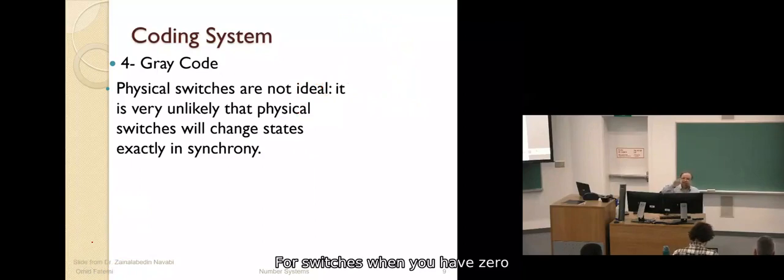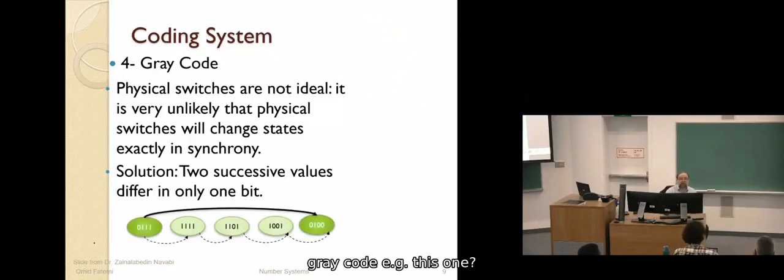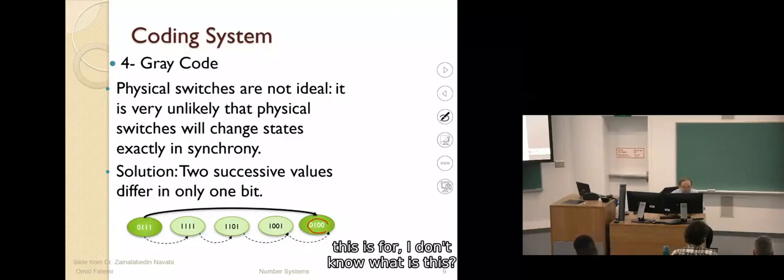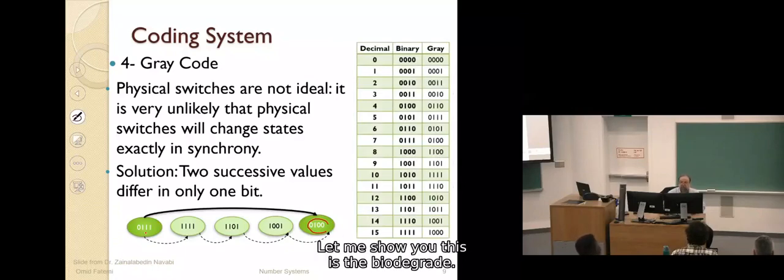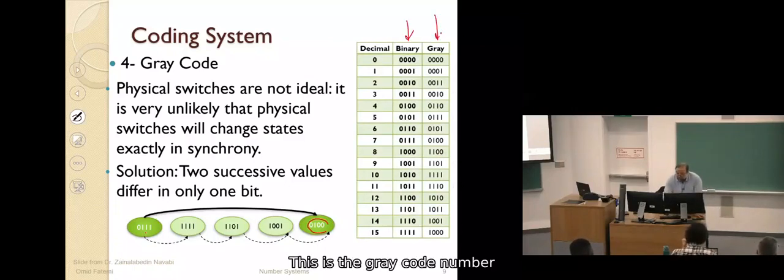For switches, when you have 0 to 1 or 1 to 0, it's not good. So it's better if we have fewer transitions from 0 to 1. And so we will go to Gray code. This is the binary code, where you have too many changes. Let me show you. This is the Gray code. So you see here, this is the binary and this is the Gray code.